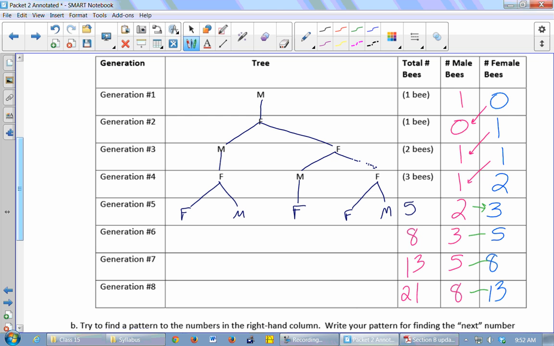Yeah, and so you see that same list showing up vertically in the male bee. If you start right here, you get 1, 1, 2, 3, 5, 8. Female bees, if you start here, you get 1, 1, 2, 3, 5, 8, 13. And you also can read it horizontally, yeah.